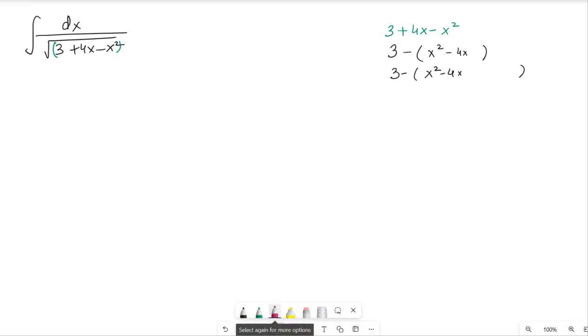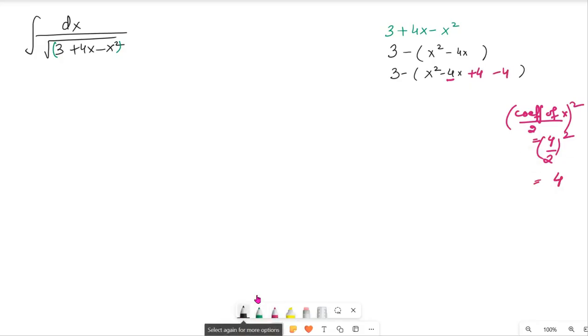Now here on the side, I'll show you. I'm going to look at the coefficient of x, which is 4. I'm going to divide that by 2. So what do I get? 2. I'm going to square it. So 2 square will be 4. I'm going to add this number and subtract this number.